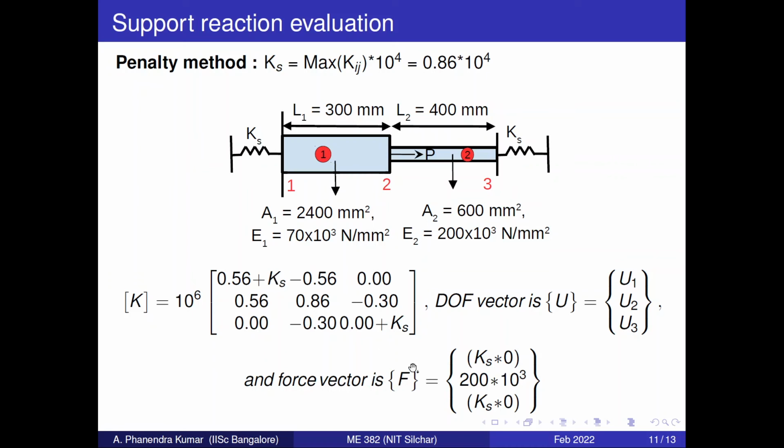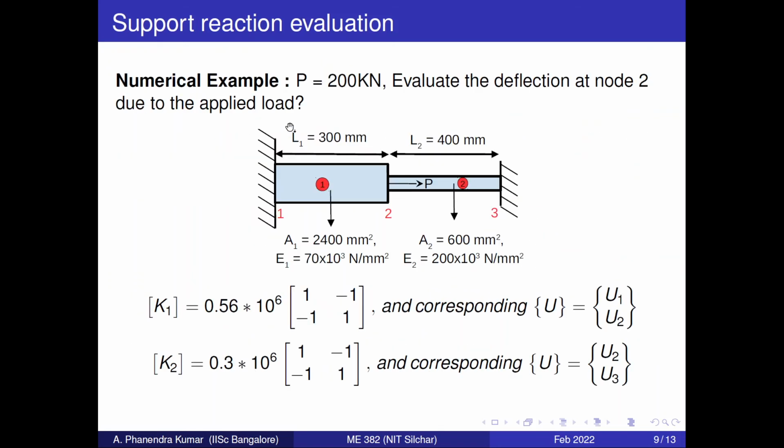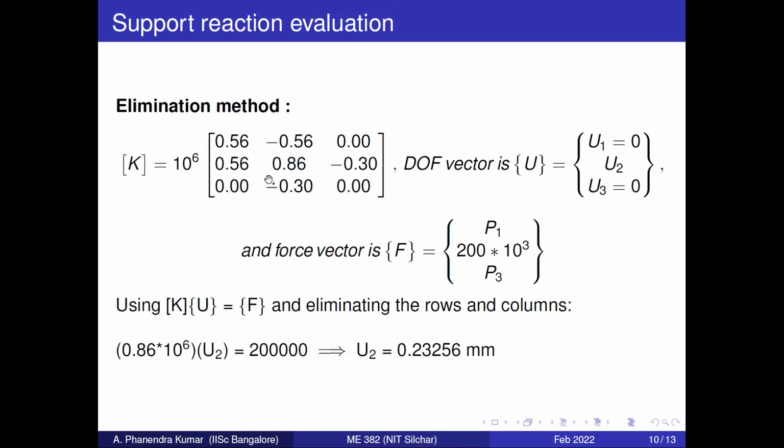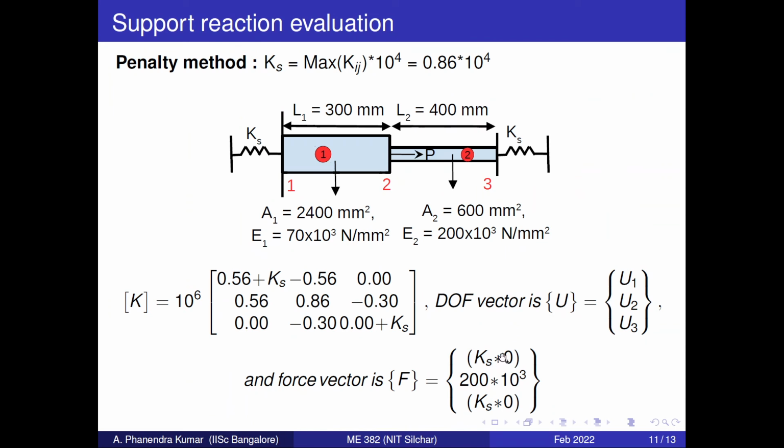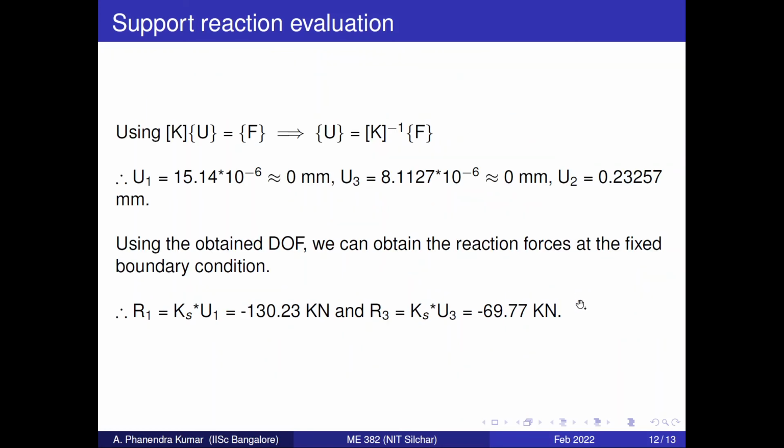So while calculating the force, as we have removed the supports here, what will be the force? Ks times displacement. What are the displacements there? We have fixed it there. So the displacement is 0. So it is Ks times 0. The load here also is Ks times 0, and we know the load P is given as 200 kilonewton. So now we have Ku equal to F, the equilibrium equations, and we know the K, we know the F. So now we can evaluate the u vector.